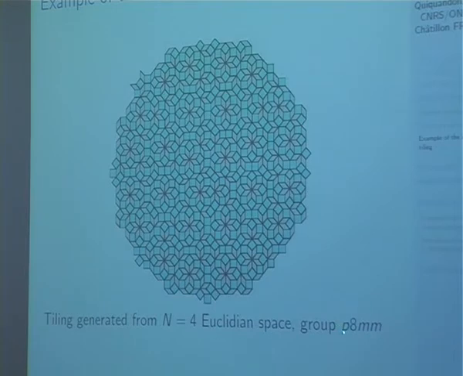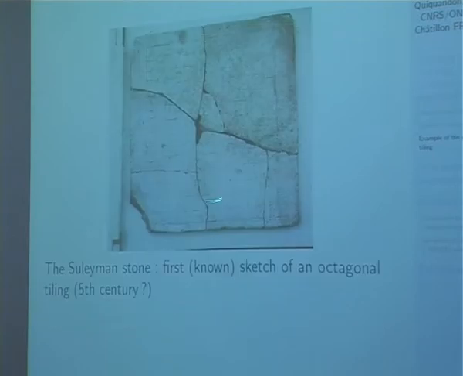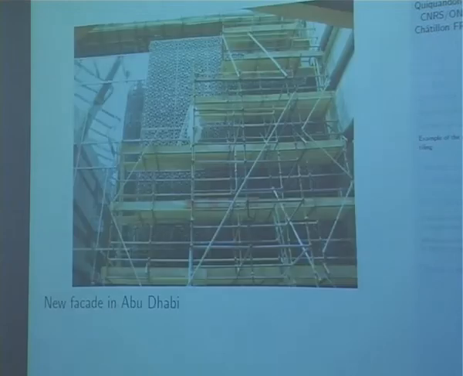It's n equals 4, group P8M. Everyone knows about it. You may not know that it's indeed a very old tiling. A stone has been found in Suleiman in Iran with a sketch on octagonal tiling, and it's fantastic. It's really an octagonal tiling. There are even pheasants. 5th century. Today, octagonal tiling is very used.